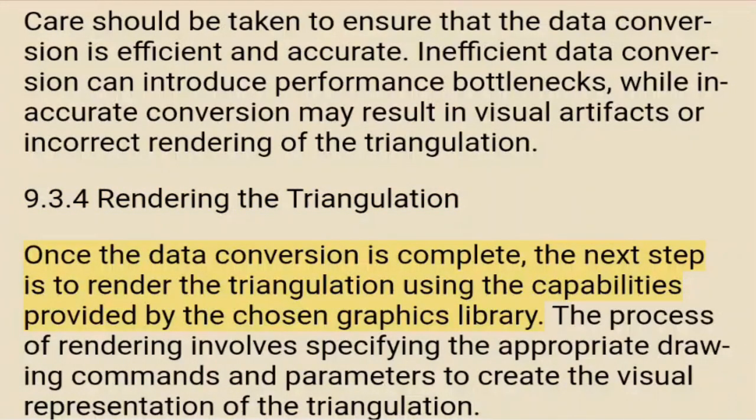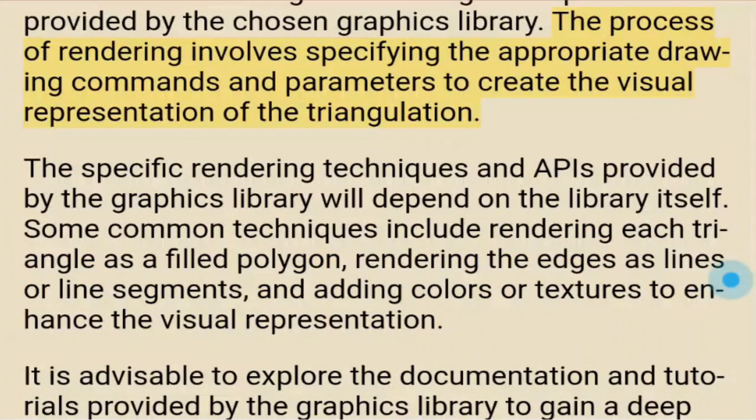Once the data conversion is complete, the next step is to render the triangulation using the capabilities provided by the chosen graphics library. The process of rendering involves specifying the appropriate drawing commands and parameters to create the visual representation of the triangulation. The specific rendering techniques and APIs provided by the graphics library will depend on the library itself. Some common techniques include rendering each triangle as a filled polygon, rendering the edges as lines or line segments, and adding colors or textures to enhance the visual representation.